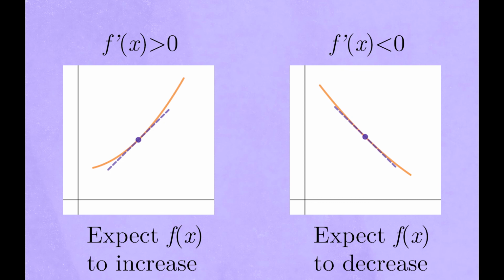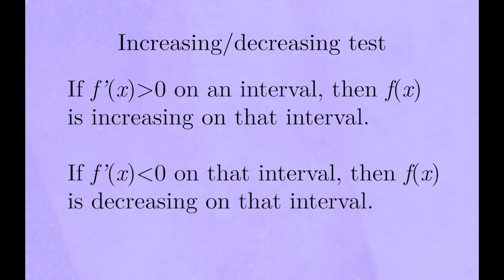The mean value theorem allows us to prove a precise version of this idea. The increasing-decreasing test says that if f prime of x is greater than 0 on an interval, then f of x is increasing on that interval, and if f prime of x is less than 0 on an interval, then f of x is decreasing on that interval.